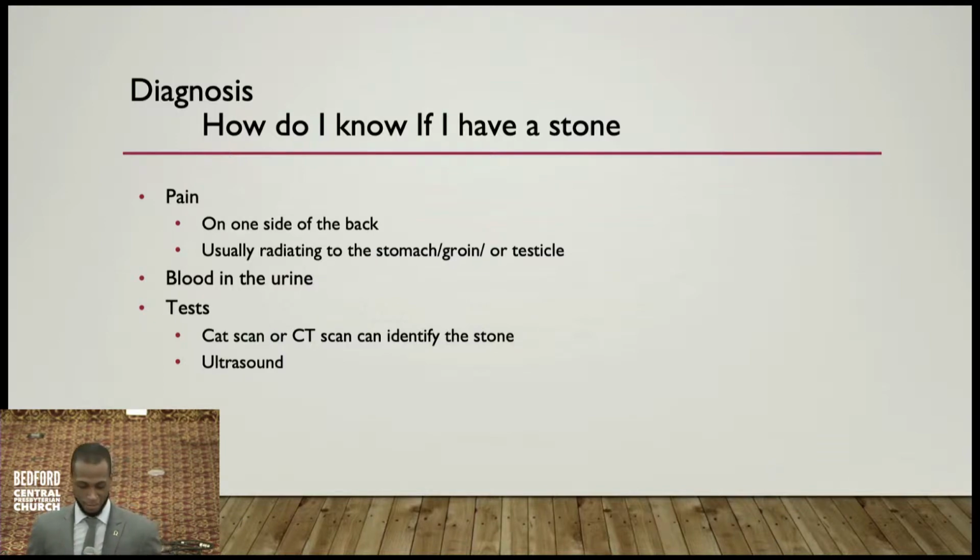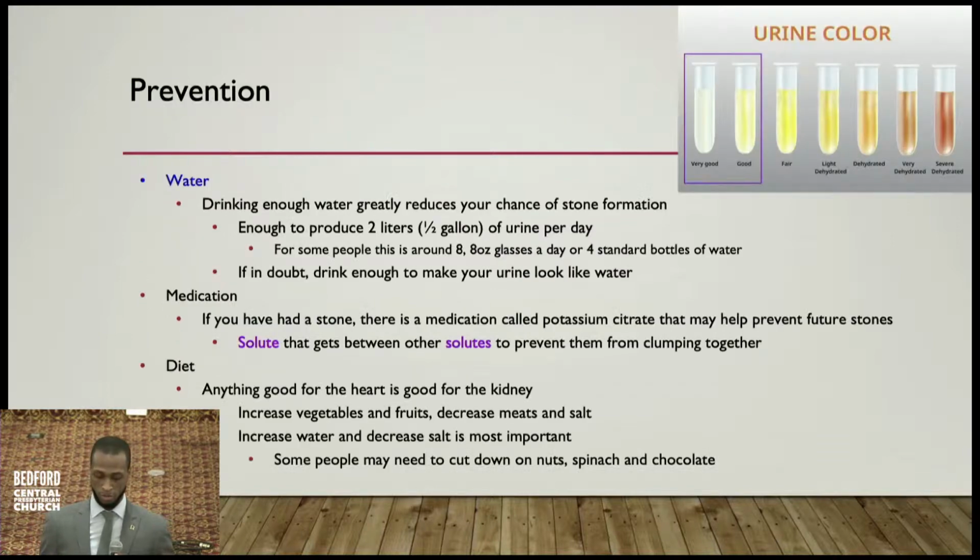We're pretty close here. So we talked about the surgery itself, and then as far as prevention, which we've already touched on, the biggest, most important thing is drinking water. You want to drink enough water. That greatly decreases your chances of getting kidney stones. The study says that you want to drink enough to produce 2 liters, or half a gallon, of urine.